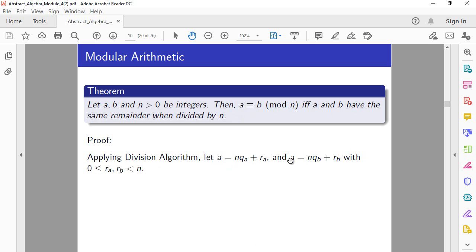Similarly, I have a typo here, this should be a b. If we divide b by n, then we get a quotient qb and the remainder rb, and ra, rb will be strictly less than n, and they will be non-negative. Then if you look at a minus b, remember this is b, I have a typo here, a minus b would be this minus this, and that would be n times (qa minus qb) plus (ra minus rb). So that's going to be a minus b.